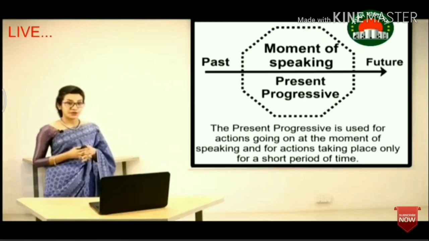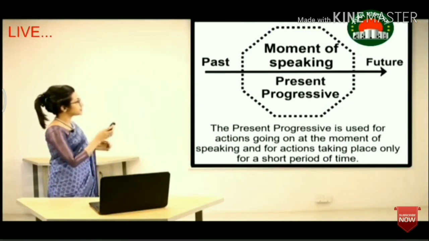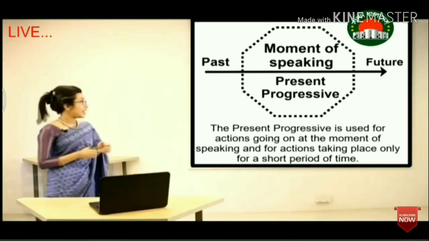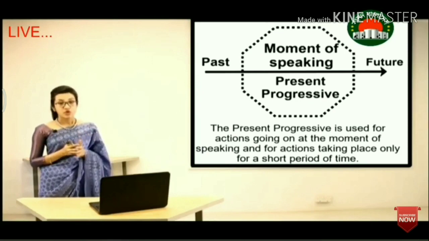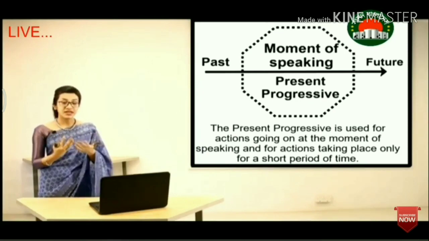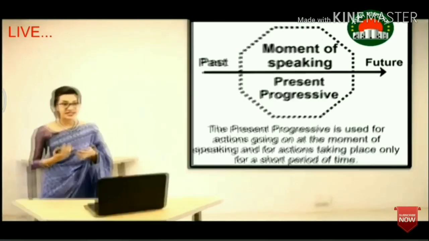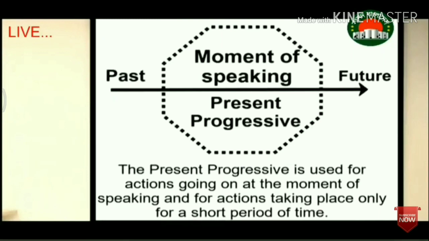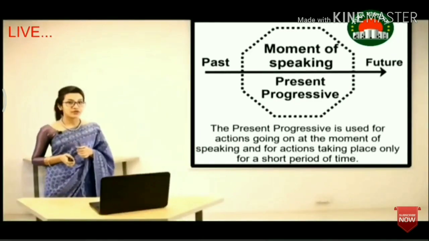Now, as you can see in this picture, there is a line given here, and you can see that in the present, there's a circle, and it has been labeled as the moment of speaking. So whatever is happening around me, at the moment of my speaking, that is going to be a part of present continuous tense. The present progressive is used for actions going on at the moment of speaking and for actions taking place only for a short period of time.